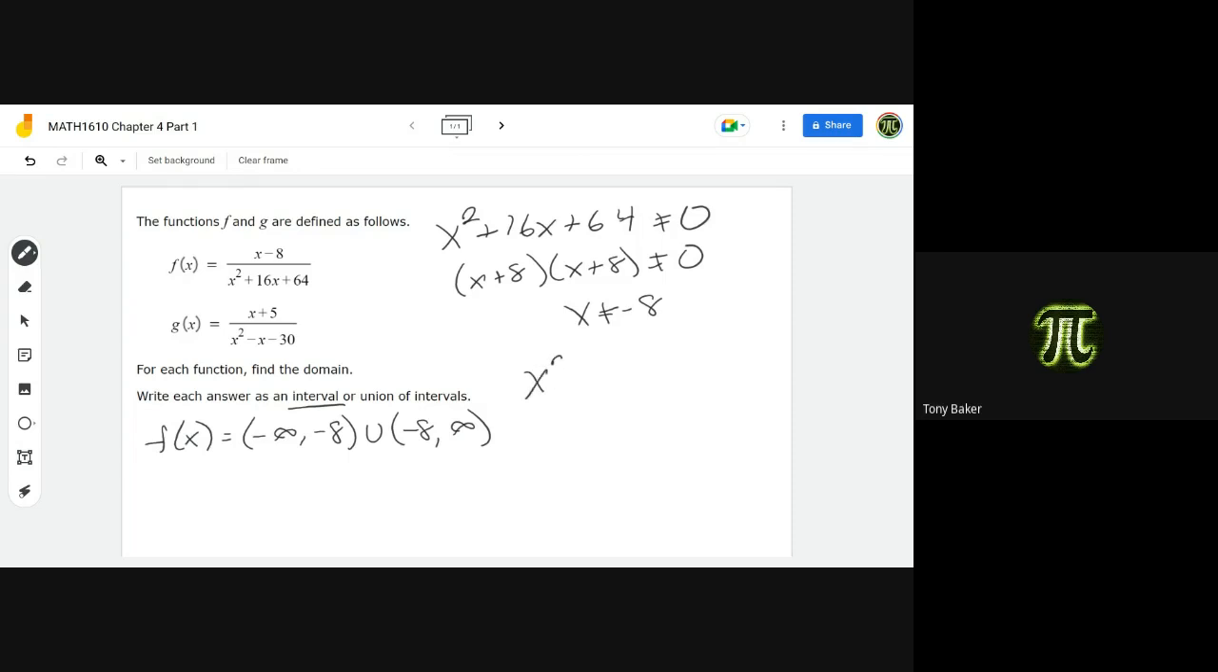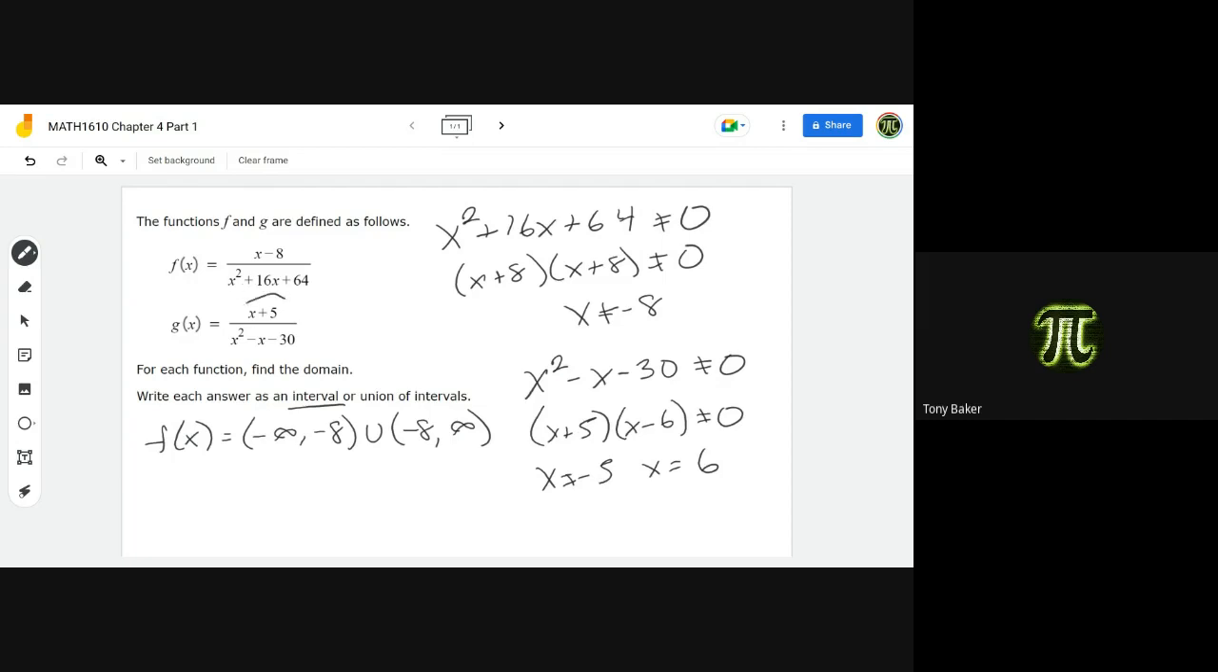All right, so let's look at the next one. Same concept. We're just looking at the bottom. So x squared minus x minus 30 does not equal 0. What are the two numbers that multiply to negative 30 and add to negative 1? 5 and negative 6. So x plus 5 and x minus 6. So I have x does not equal negative 5 and x does not equal 6.